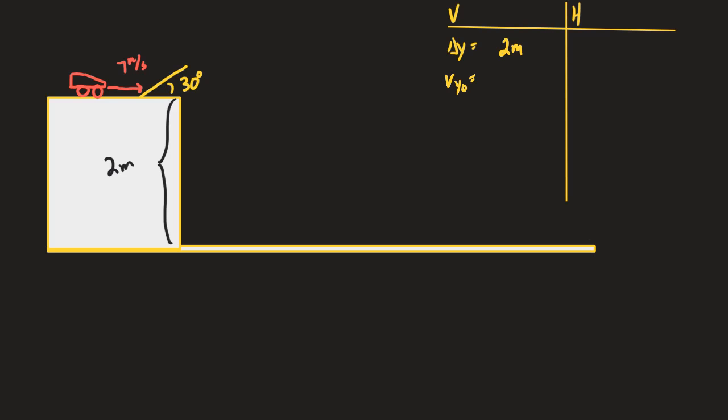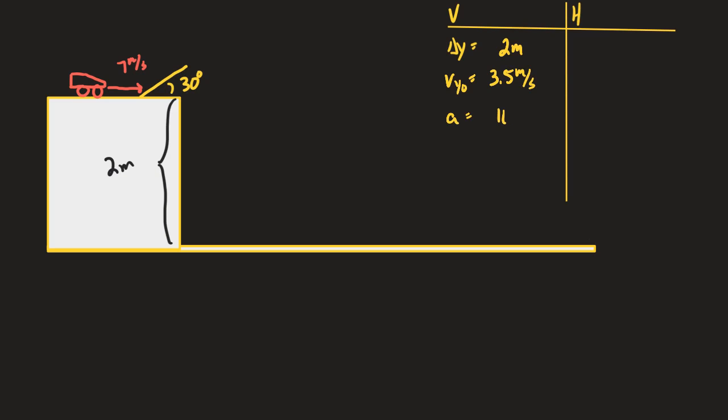Vy naught, what am I going to put there? 7 sine 30, or 3.5 meters per second. Question? Good? Because not all of you got 3.5, even though you typed in 7 sine 30, because you never changed your calculator from radians to degrees. Look, I'm not gonna sugarcoat this. We use degrees when there's a degree symbol. So you need to know that. Your calculator can't figure it out.